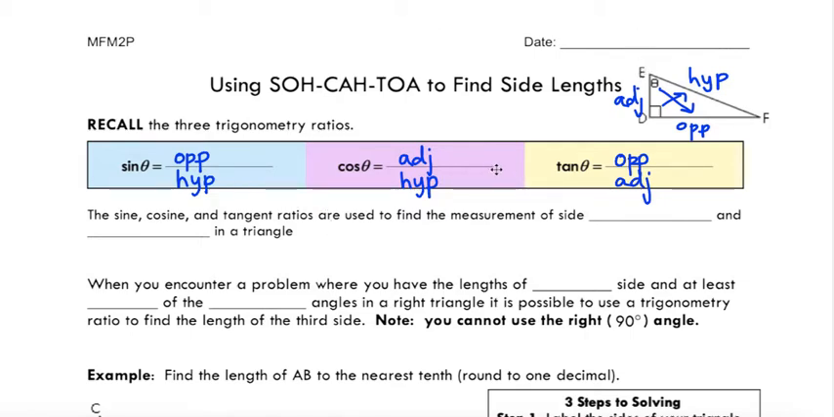So the sine, cosine, and tangent ratios are used to find the measurement of side lengths and angles in a triangle. When you encounter a problem where you have the length of one side and at least one of what we call the acute angles in a right triangle, it is possible to use a trigonometry ratio to find the length of the third side. So we cannot use the right 90-degree angle in order to solve for any missing side. We have to use one of the other two angles, and we call these acute angles because they are smaller than 90 degrees.